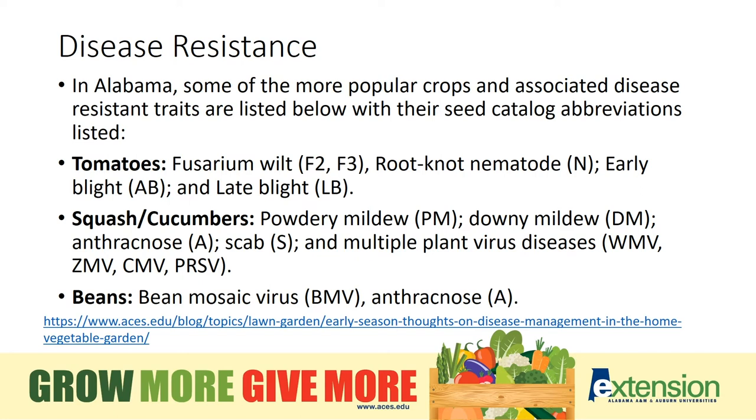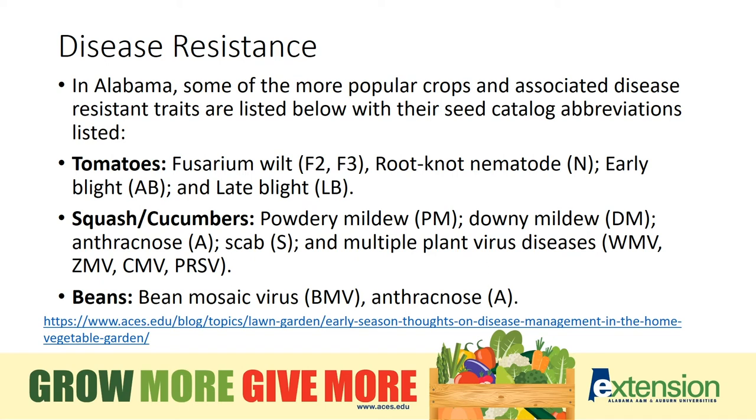Disease resistance in Alabama. There are many popular crops associated with disease resistance that have catalog abbreviations. This is just showing you where tomatoes, for example, you'll see different letters and numbers associated with different viruses, wilts, even root knot nematode that will have resistance to those problems. Squash and cucumbers, for instance, common problems are powdery mildew, downy mildew, anthracnose, and also virus diseases. So look for these letters as well as other letters.